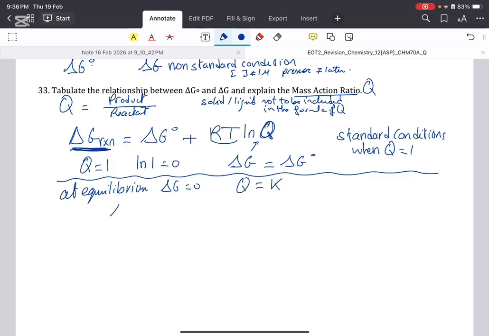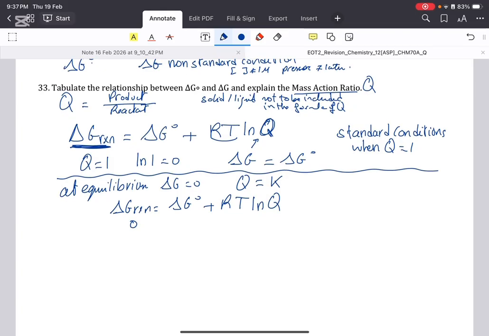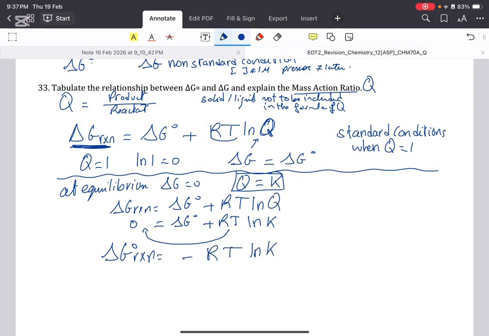So if I substitute into this formula, this is equal to 0, and this is delta G standard plus RT ln Q, and I just said that Q equals K, so I can use K. Therefore, if I take this value over here, I'm gonna get delta G standard of the reaction equals minus RT ln K. This formula is present in your formula sheet. So that is at equilibrium.